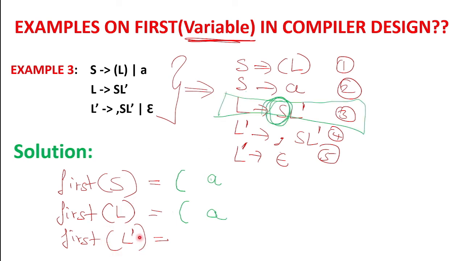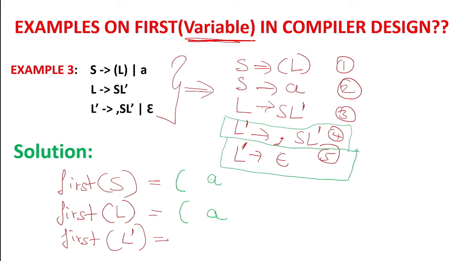Now we have to find the first of L dash. So for L dash there are 2 productions. Production number 4 and production number 5 are both L dash productions only. So check on the right hand side of those productions. First we'll consider the production number 4. L dash is on the left hand side, and on the right hand side we have to check what is there at the first place.